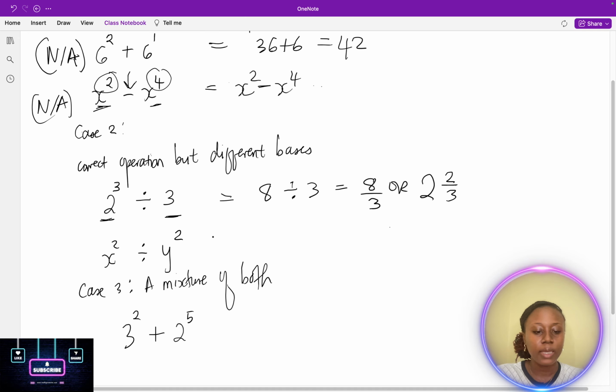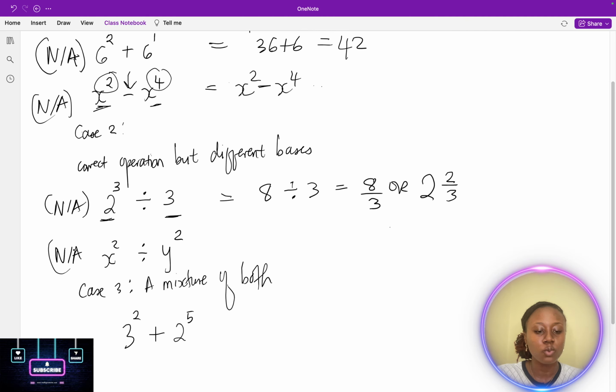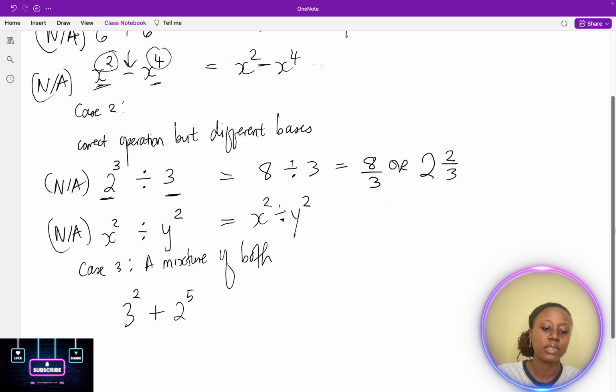Last part, again, the law was not applicable. In this case, it's not applicable either because we do not have the same bases. However, this cannot be further simplified because we do not have like terms. We have to leave it as is.